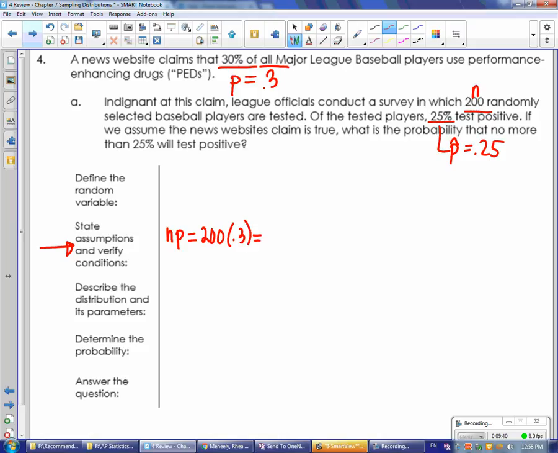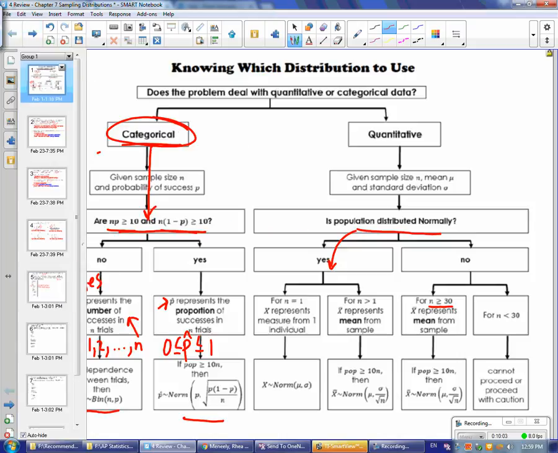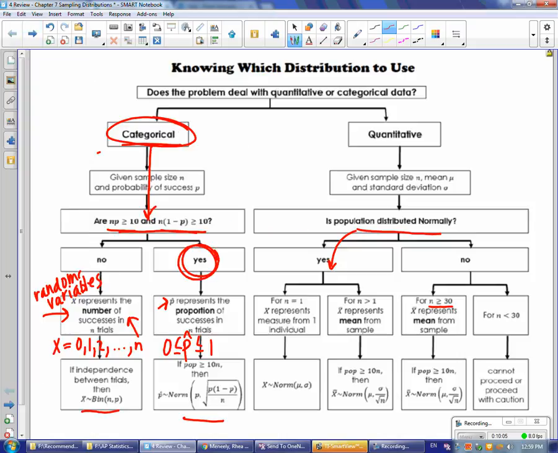And that's going to be 60, which is greater than 10. And n times 1 minus p is going to be 200 times 0.7, which is 140, which is also greater than 10. So since both of those conditions are met, I go back to my flow chart. Since both of those conditions are met, I'm working my way here.